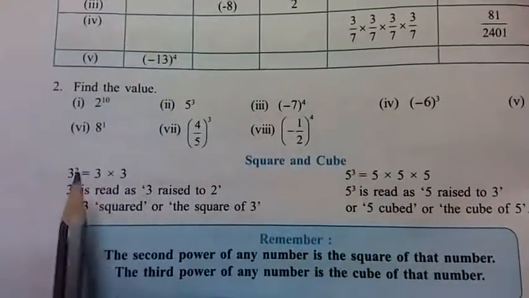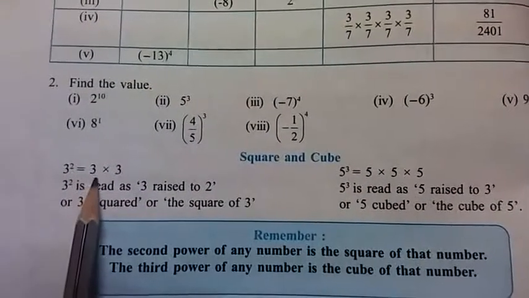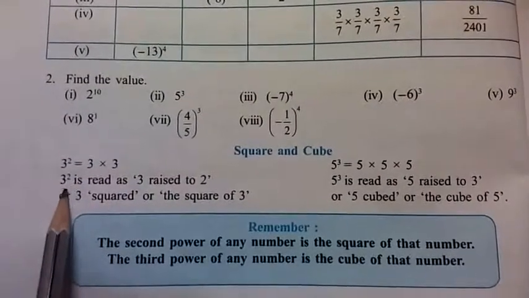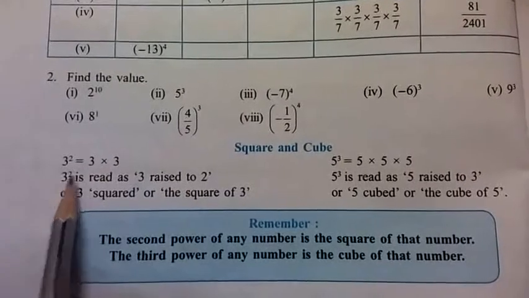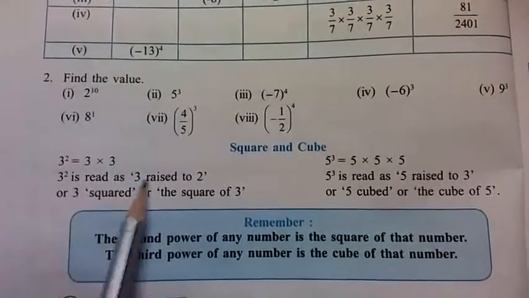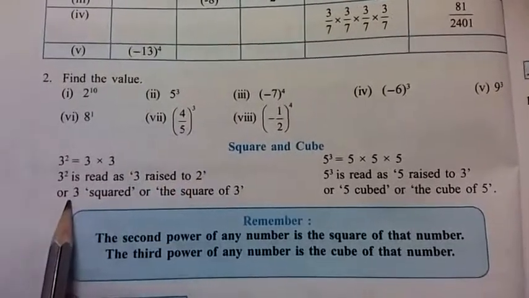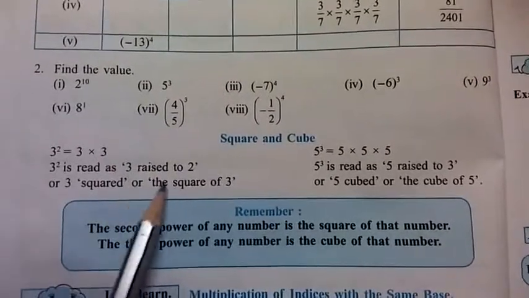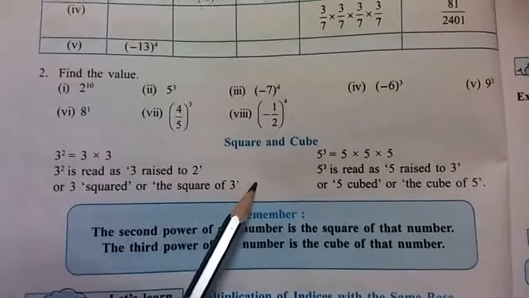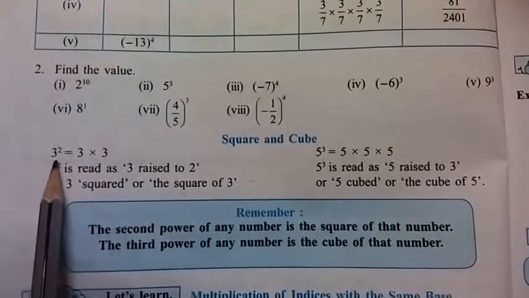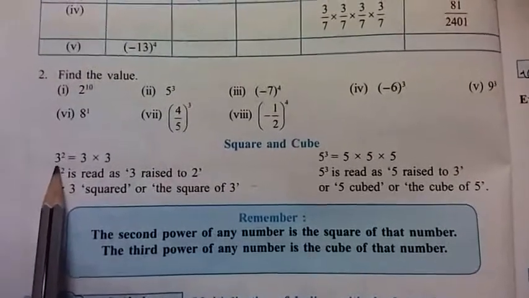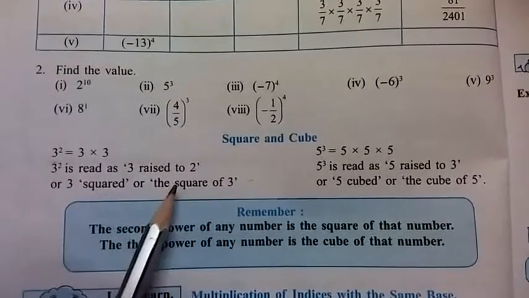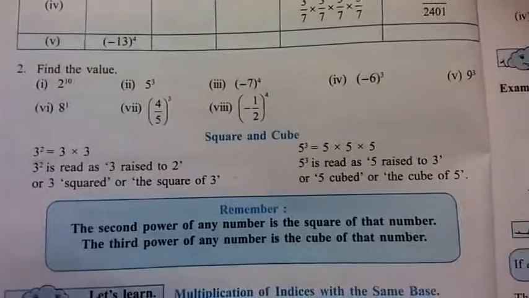Square and cube. 3 square. Square means 3 multiplied by 3. You can read 3 raised to 2 as 3 raised to 2 or 3 square or the square of 3. Means you can read this in 3 ways. 3 raised to 2, 3 square or the square of 3.